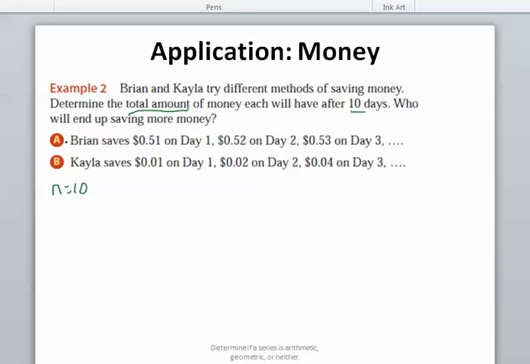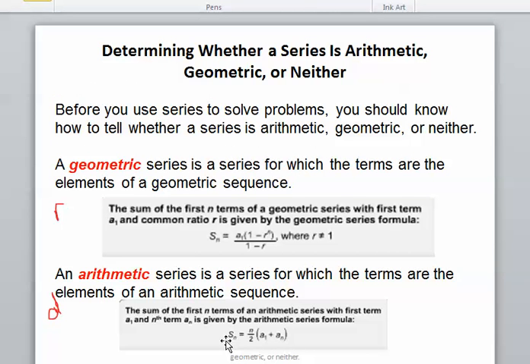So let's see here. In A, what do we got here? We've got an a sub 1 of 51 cents, and we've got a common difference of 0.01. How did I get that? Well, I looked at day 2. I subtracted that, and I see that it's growing by 1 cent every day. Okay, don't remember the formula, so let's back up here real quickly. Arithmetic sequence, n over 2 times a sub 1 plus a sub n.